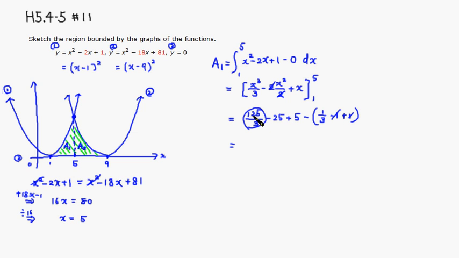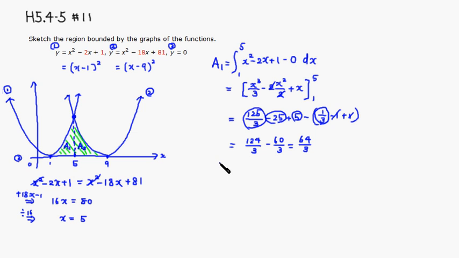So you have 125 over 3 minus 1 over 3. So it's going to be 124 over 3. And then we can just put the 5 and this guy together. So that's going to be negative 20. So minus 20 is equivalent to minus 60 over 3. So that's going to be 64 over 3. So that's the area of A1.